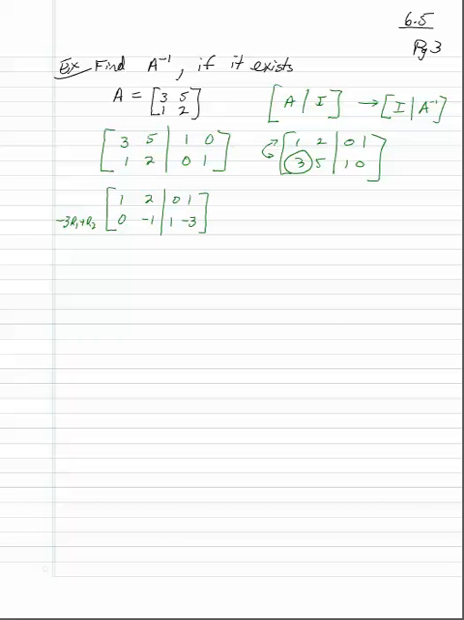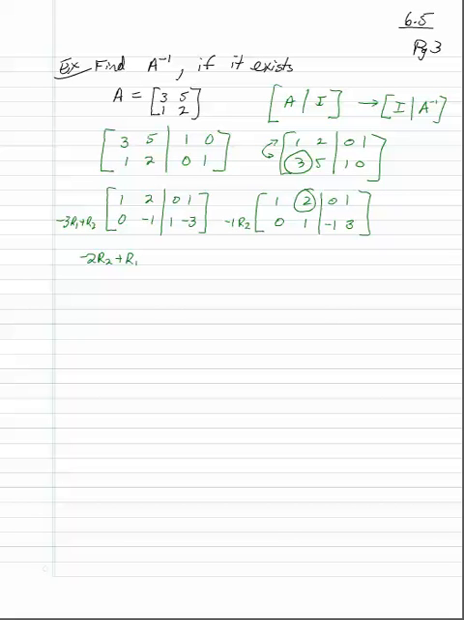Now I want a 1 where the negative 1 is, so I'm going to leave row 1 alone: 1, 2, 0, 1. I'll do negative 1 times row 2, and I get 0, 1, negative 1, 3. Now I want a 0 where the 2 is, so I'm going to take negative 2 times row 2 plus row 1.